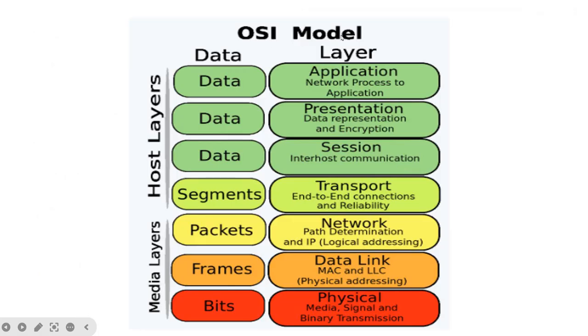So this is the diagram of the OSI model, where it shows the different layers and their responsibilities. Here you can see the first 3 layers from the bottom, up to the network layer. These are called the media layers. And these 4 layers, that is the transport layer, session layer, presentation layer, and the application layer, are called the host layers.